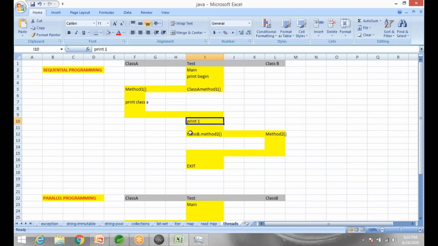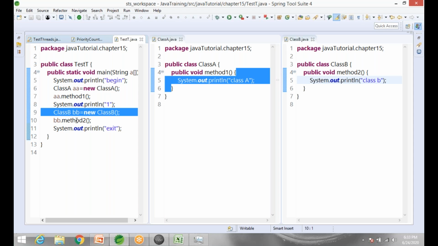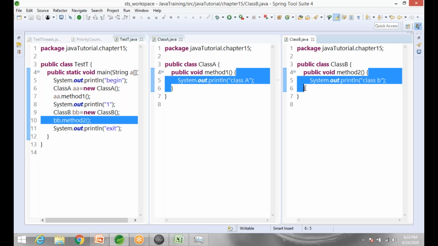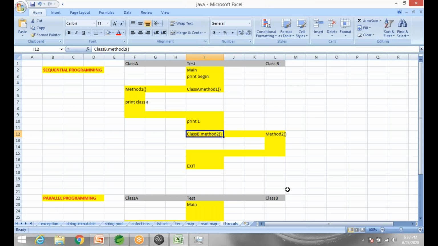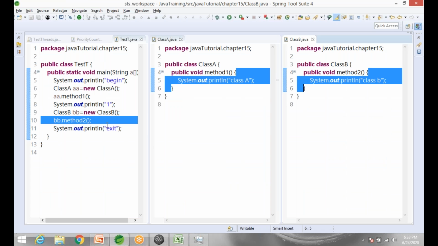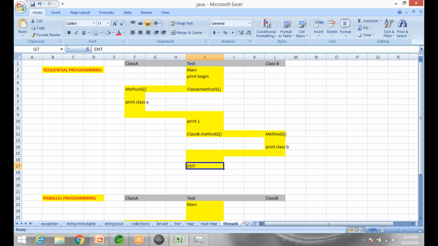After that you created a class B object and called method 2. There you printed class B, and when you're done, you return back. In method 2 of class B, you print class B and then you return. Once you return to the main program, you exit. So yes, it will print in this order: begin, class A, 1, class B, and finally exit.